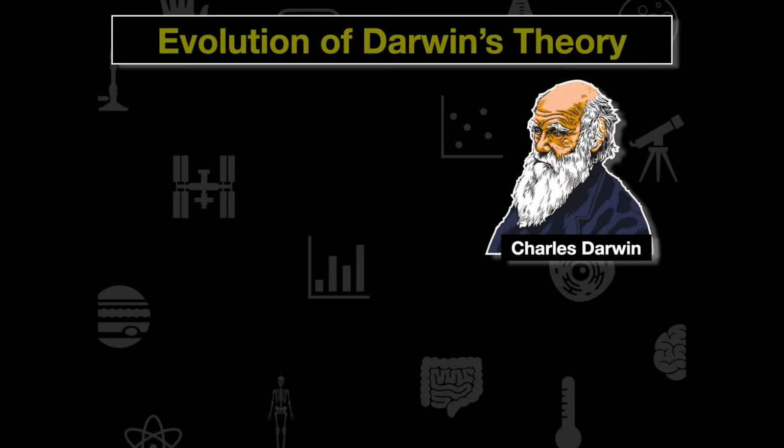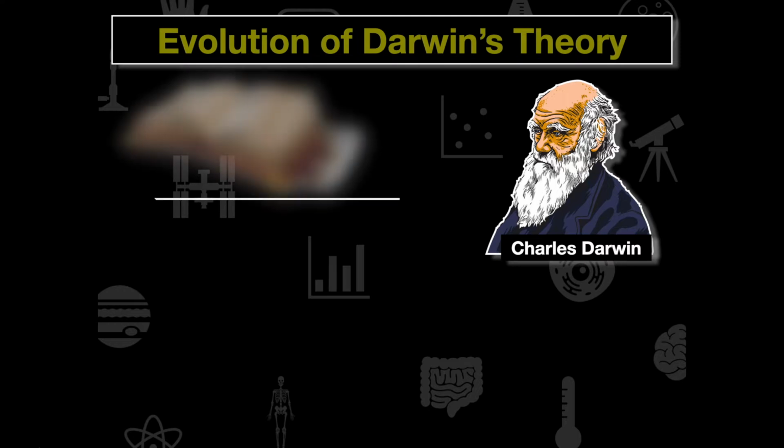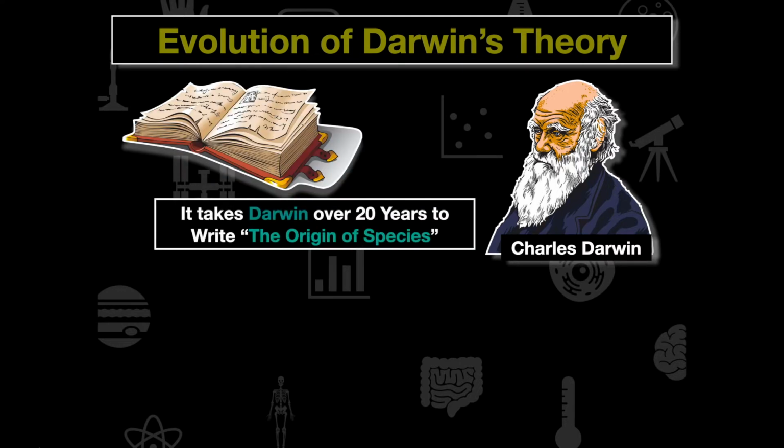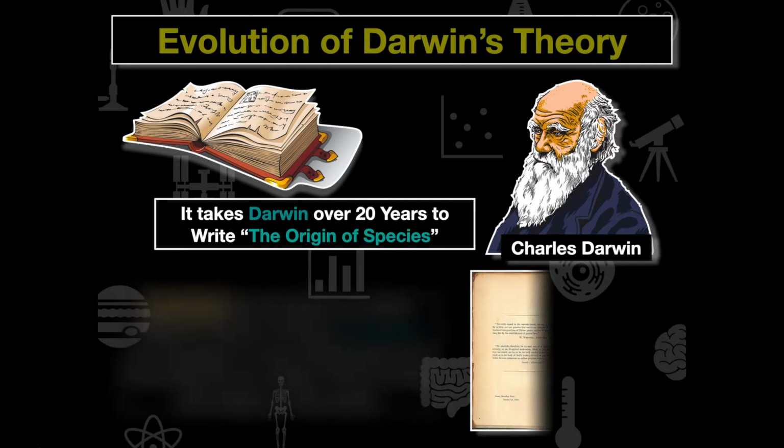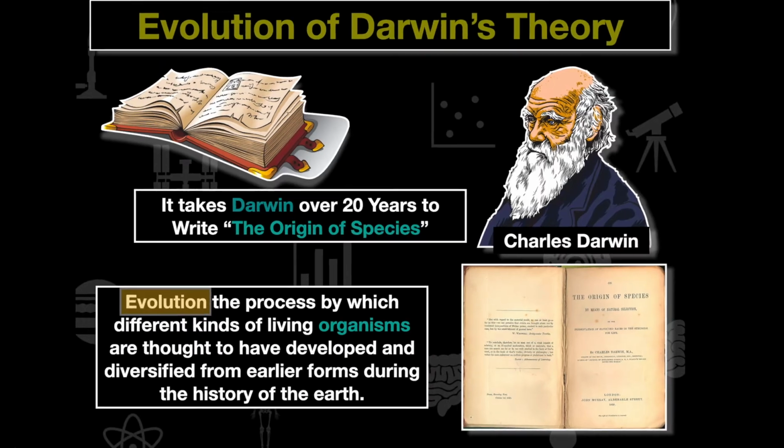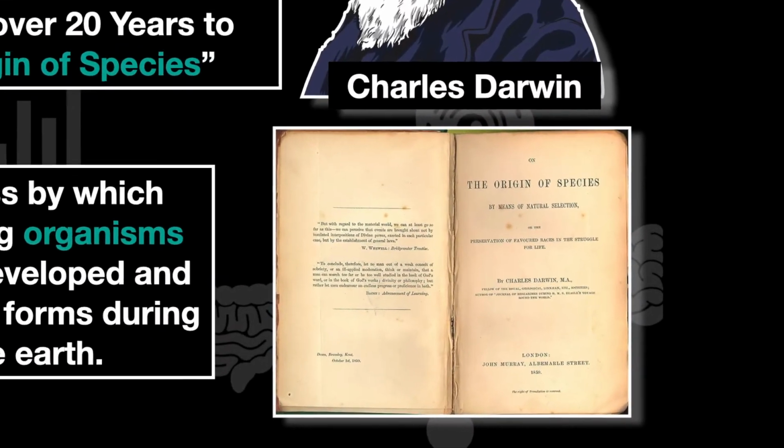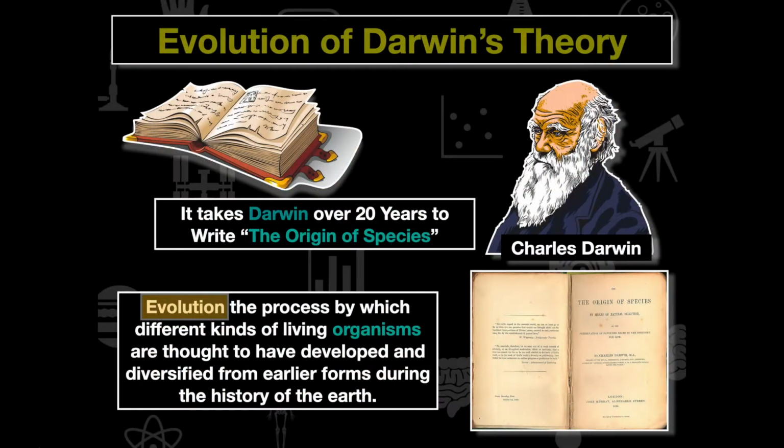So let's talk about the evolution of Darwin's theory here. It took Darwin over 20 years to write the Origin of Species. This is the book where he really categorized and solidified the foundation for the theory of evolution. If we look at the image here, we can see the actual print of the Origin of Species. Remember, all we're talking about is the process by which different kinds of organisms developed and diversified over time.